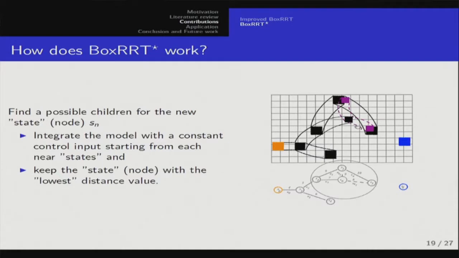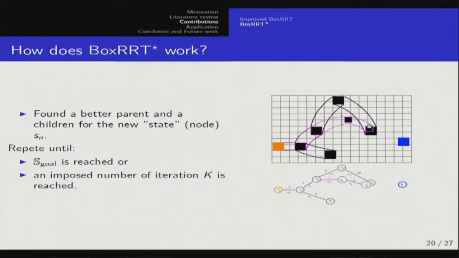And what we will do is keep this new state, but we will also keep the old state from the graph of trajectories. And we will do these iterations until we decide to stop, either because the algorithm found the trajectory, or because we impose a number of iterations, and then we stop and see the obtained path.